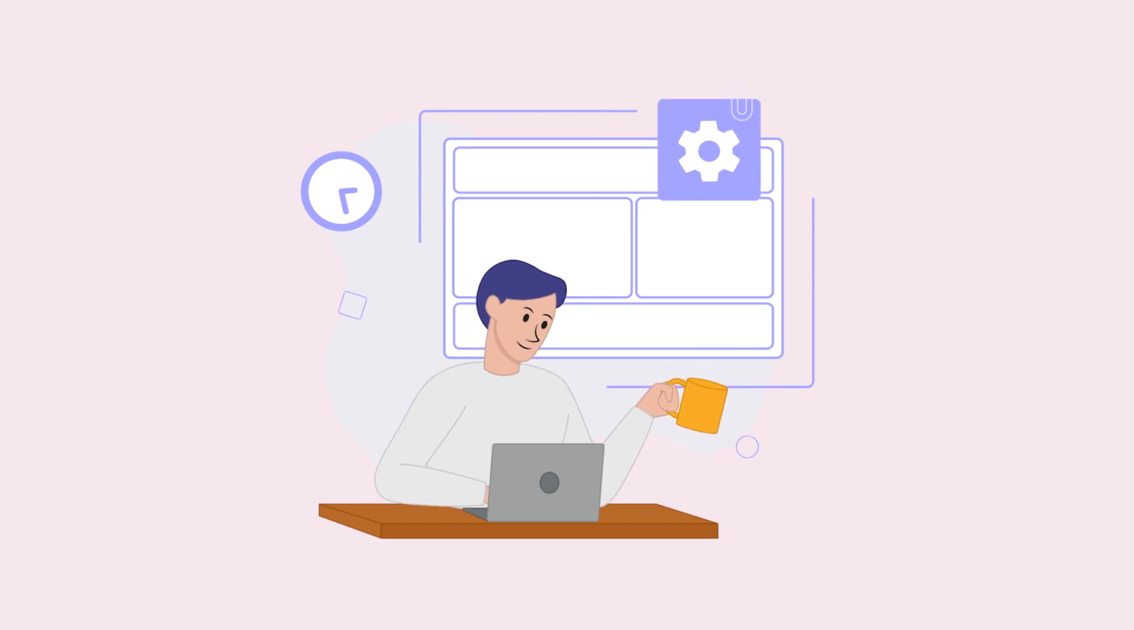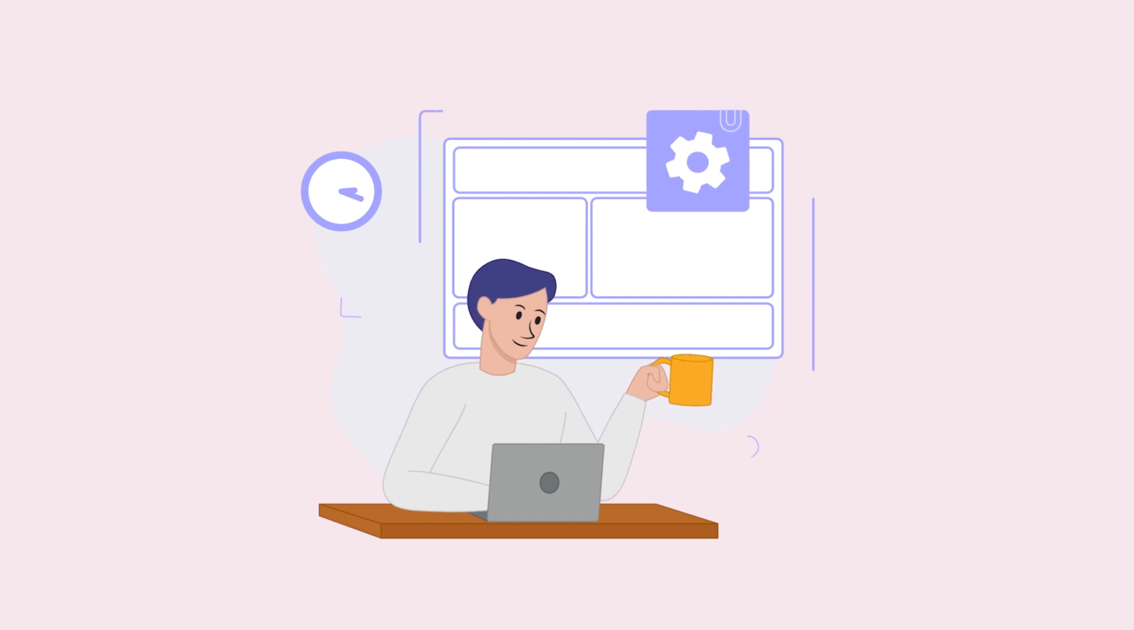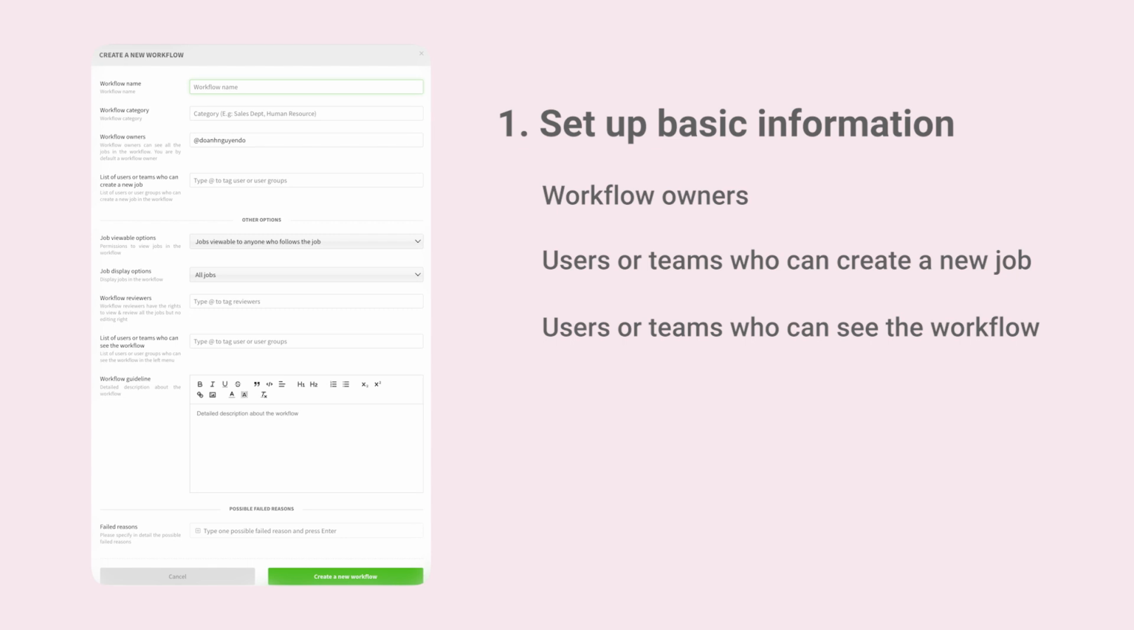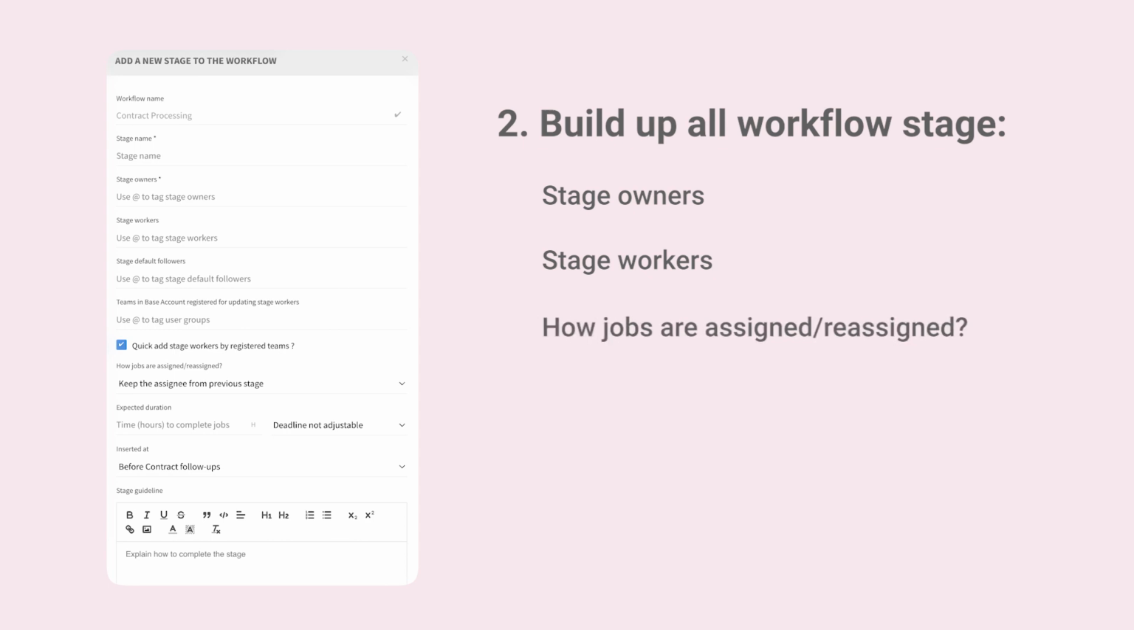In summary, when setting up the workflow on Base Workflow, you will need to note the following three factors. Firstly, set up the basic information. It is important to determine who has the right to manage the workflow, who has the right to create a new job, and who has the right to access the workflow. Secondly, build up the workflow stages. It is important to determine the individual who will manage the workflow, who will perform the job at this stage, and most importantly, how jobs are assigned or reassigned in this stage to connect each stage together.